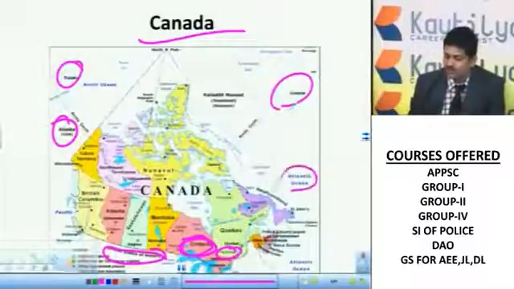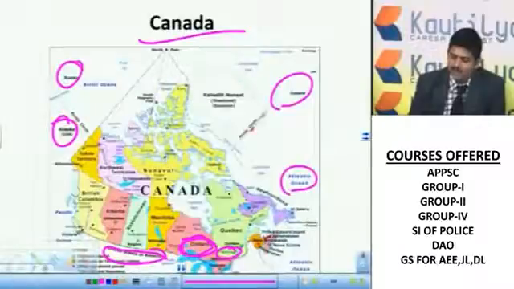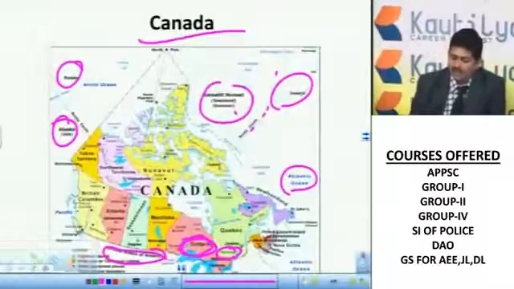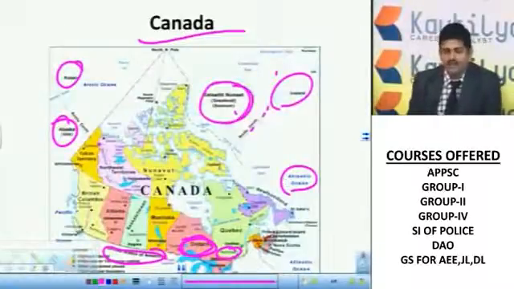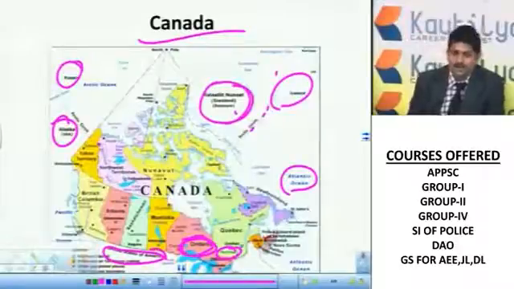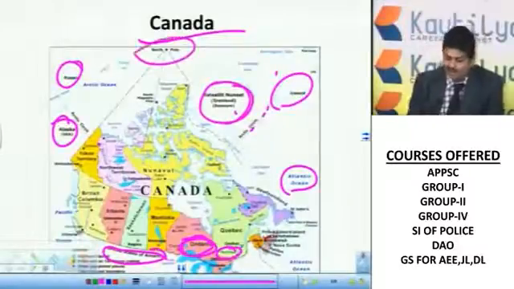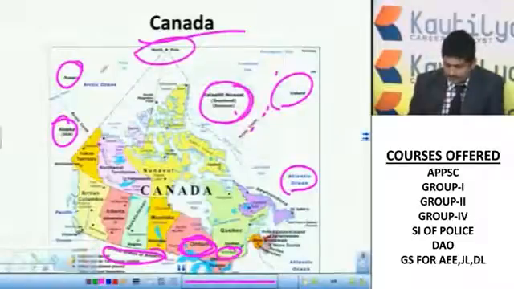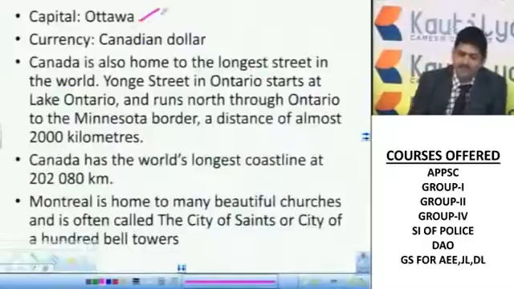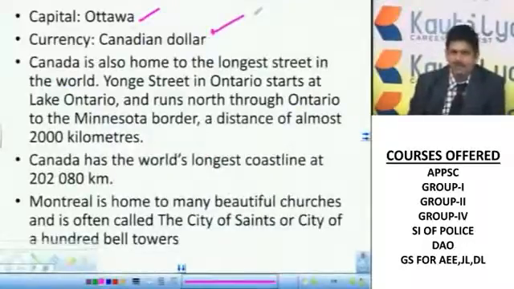Here you can see Iceland, in the Atlantic Ocean. Next, the Arctic Circle. Greenland and Iceland are very near to each other. Already we got the point: Greenland is the largest island in the world. You can see the North Pole very near to Canada, right? Its capital is Ottawa. Currency is the Canadian dollar, simply dollar.